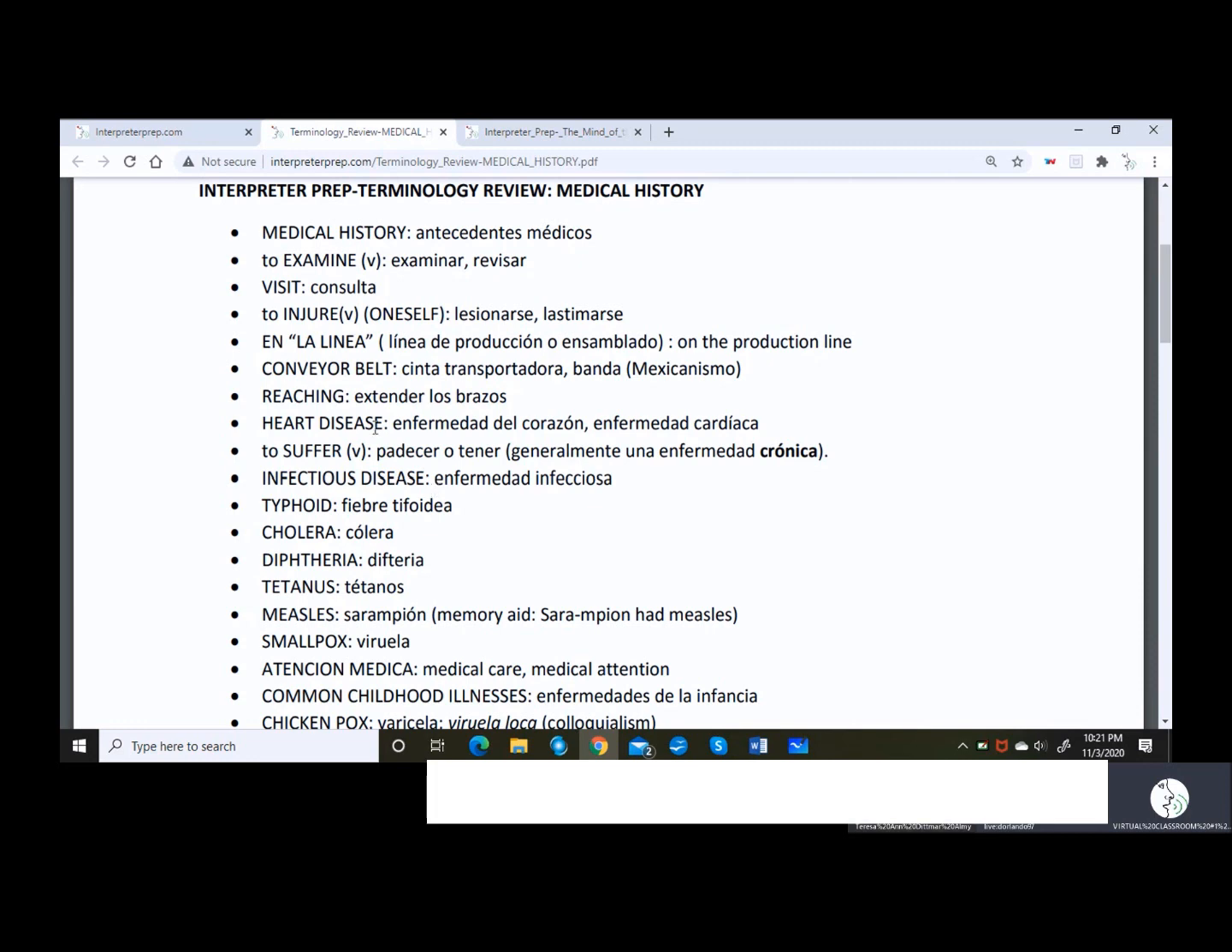And heart disease, Terry? Oh, I can't talk. Enfermedad cardíaca. Okay, and the verb to suffer, David? Padecer o tener una enfermedad crónica. Yeah. Aplicado generalmente a una enfermedad crónica. Esa traducción de la palabra. Okay. We had said that if it was something that happens all of a sudden, entonces we could say sufrió un ataque al corazón. Ah, sí, sí. Okay.